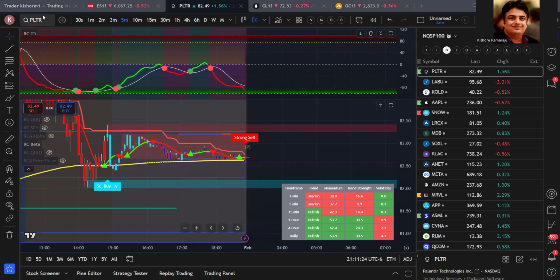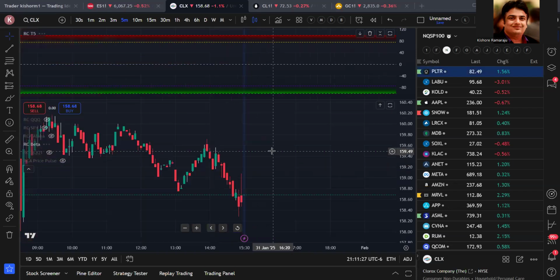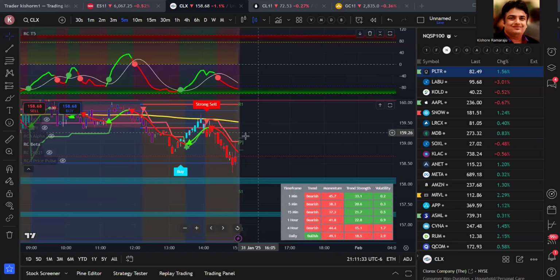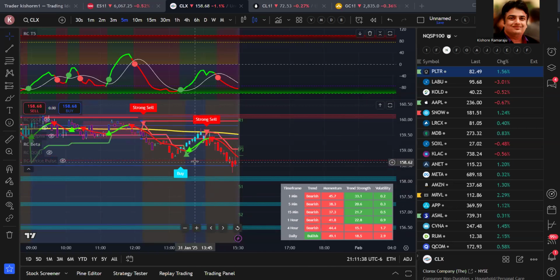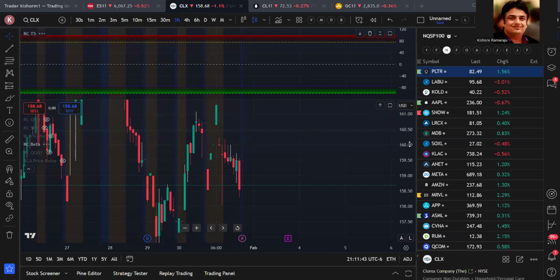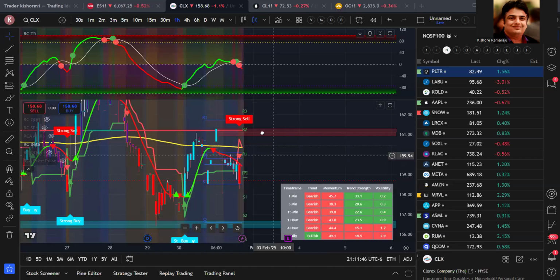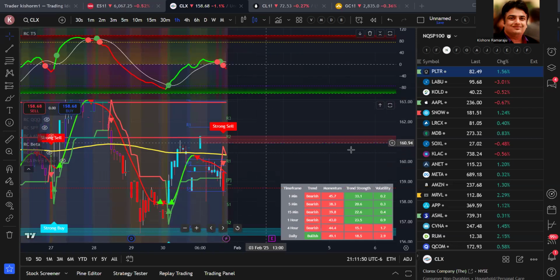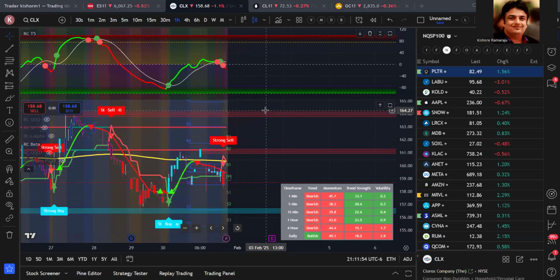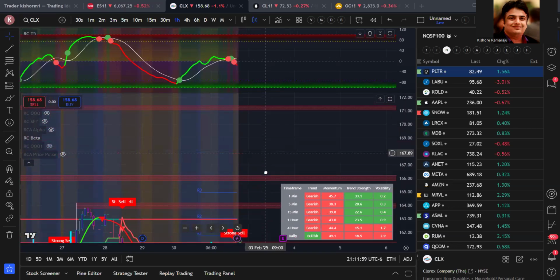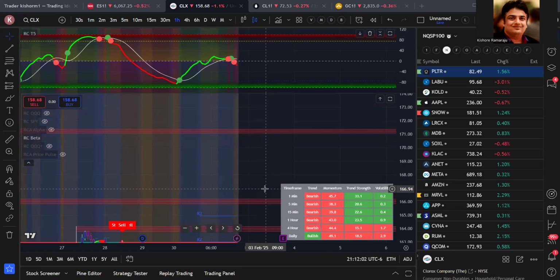CLX, I think earnings are already over for CLX. We have 158 as a strong support. If it touches 158, there can be a big move to 160 plus. If you want to do a swing trade, you always look at the 1 hour time frame. So here you have a strong support. If it touches 157, it can go all the way to 161. If it breaks 161, 164. Once it breaks 164, 166. If it breaks 166, 171.